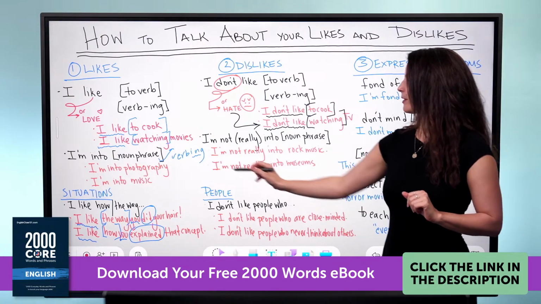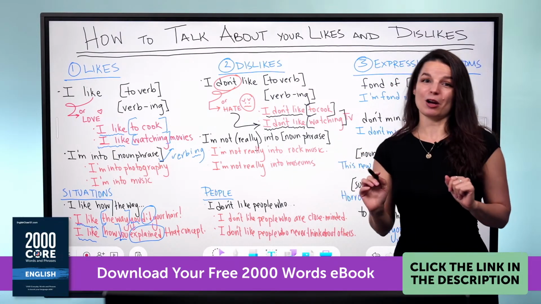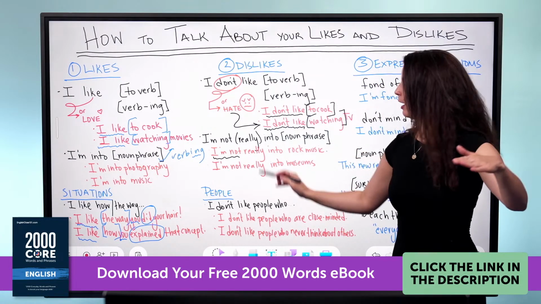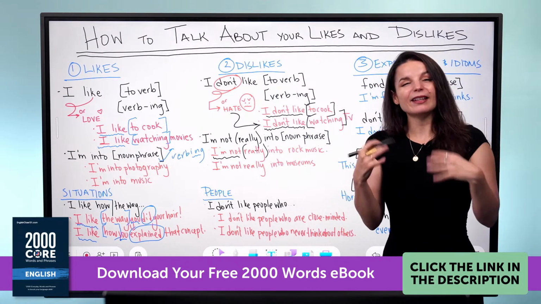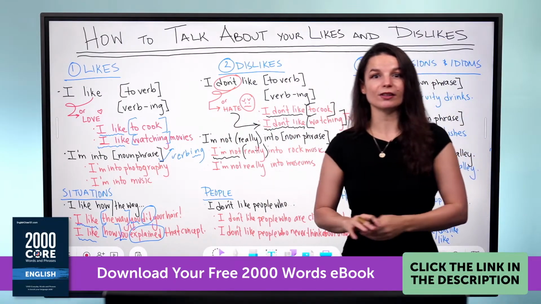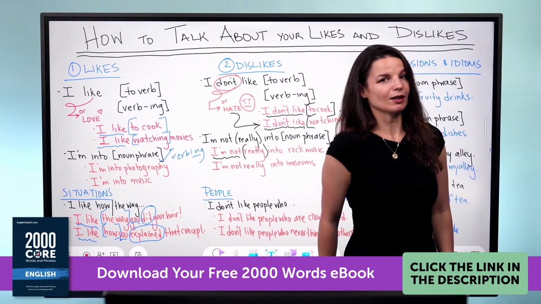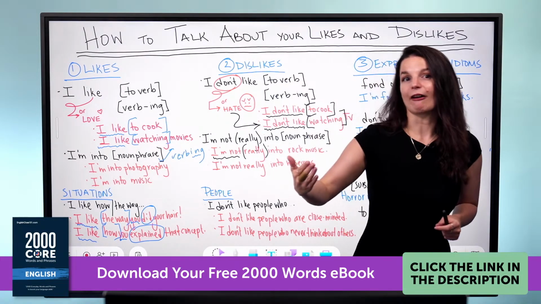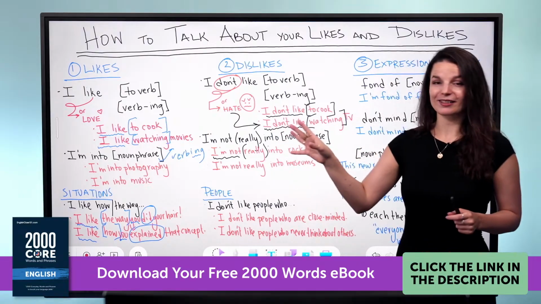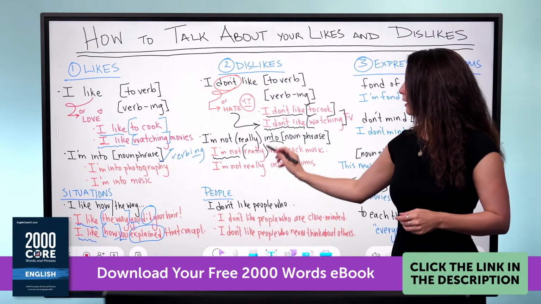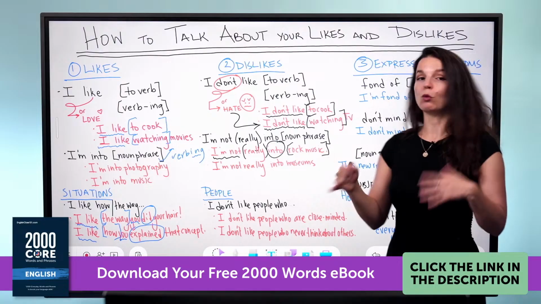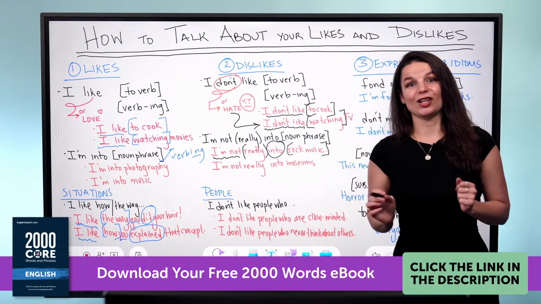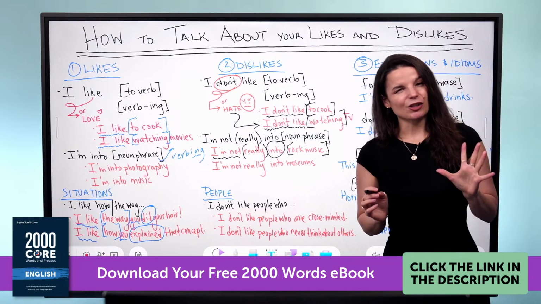Let's look at the examples. I'm not really into rock music. So I'm not makes it negative. I don't like. Really, we can remove, but it makes it softer. So I'm not into rock music is more direct. However, I'm not really into rock music sounds softer, less direct. Okay? Both are correct. So we have into, again, right here. And finally, our noun phrase, rock music. Thank you for the invitation to the concert, but I'm not really into rock music.